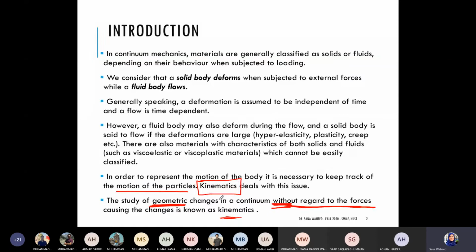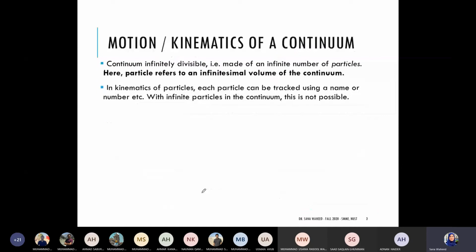Meaning position, velocity, acceleration, deformation, deformation gradients, strains, and so on. That's what we're going to deal with. And then we will move to the next topic later on, which will look at what was the cause of the motion. Okay, later. So right now we're only looking at the motion, the change in motion itself. Okay, so how do we do that for a continuum medium?